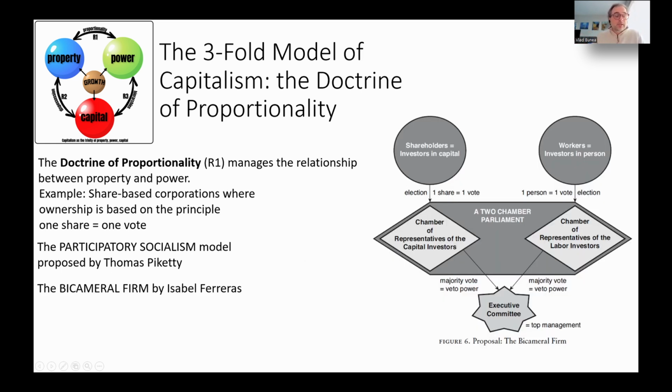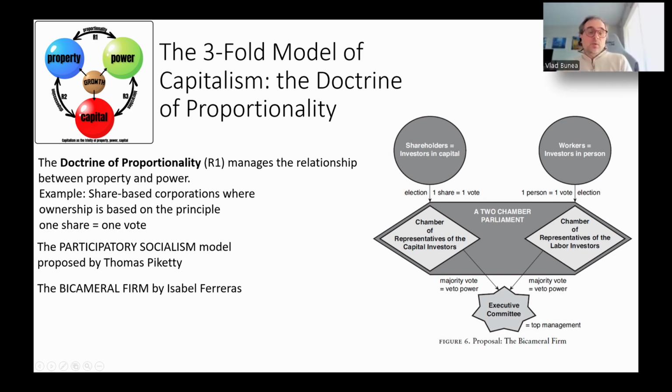Another model comes from Isabel Ferreras. It's called the bicameral firm, in which a company operates pretty much like a parliament with 2 chambers. Like Piketty, Isabel Ferreras wants to find a compromise. So she has envisioned a chamber of representatives of the capital investors, which are the shareholders of the companies, who still operate on the principle of one share equals one vote. And there's another chamber of representatives of the labor investors, which are essentially the employees, the workers in the company, who operate on the principle of one person equals one vote.